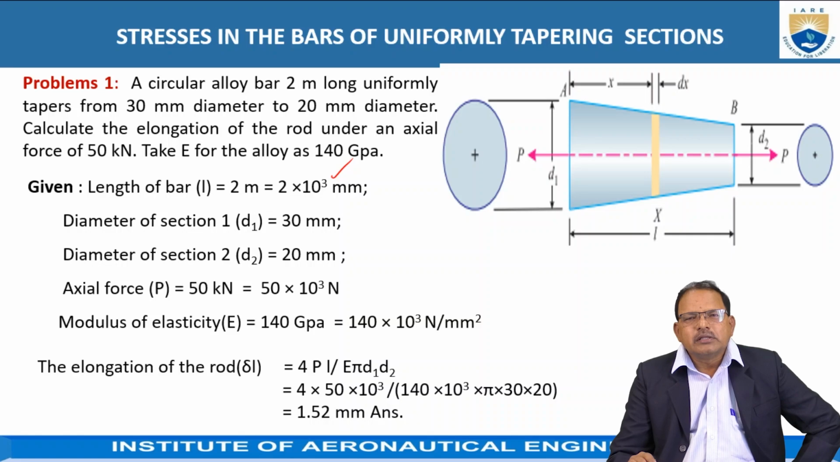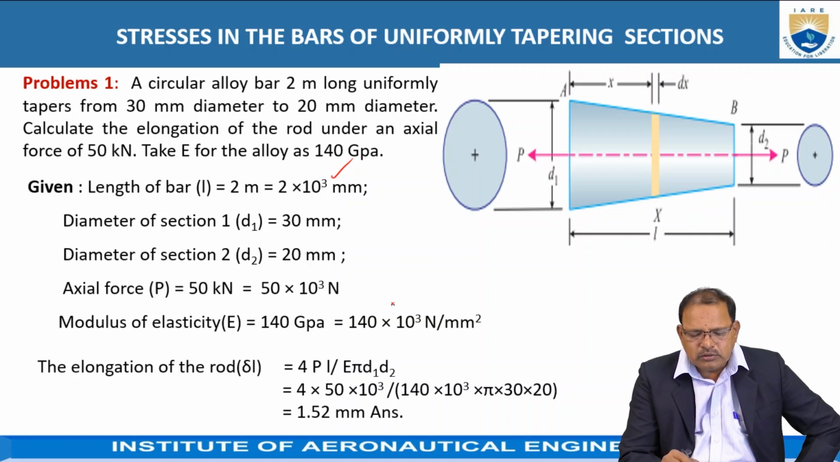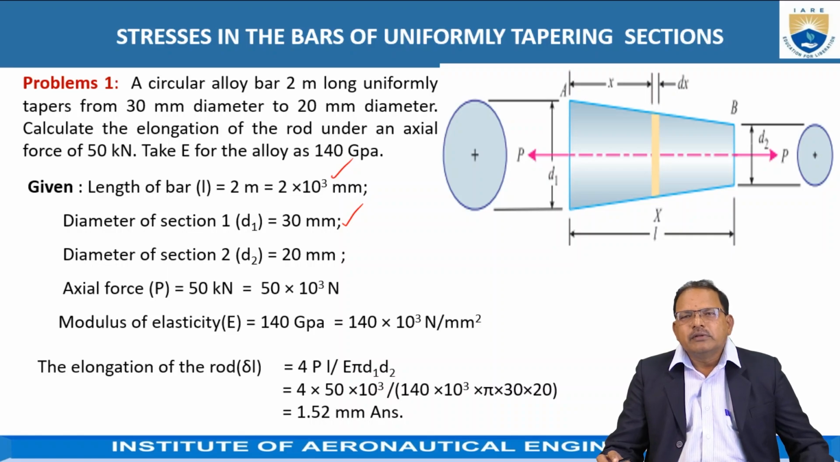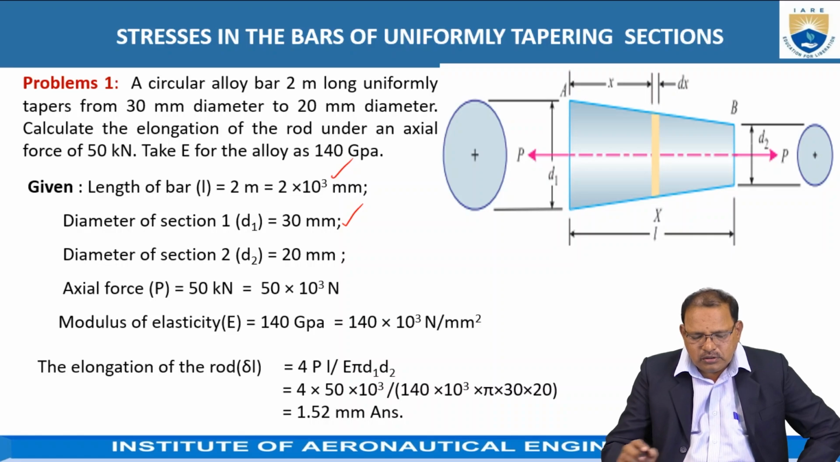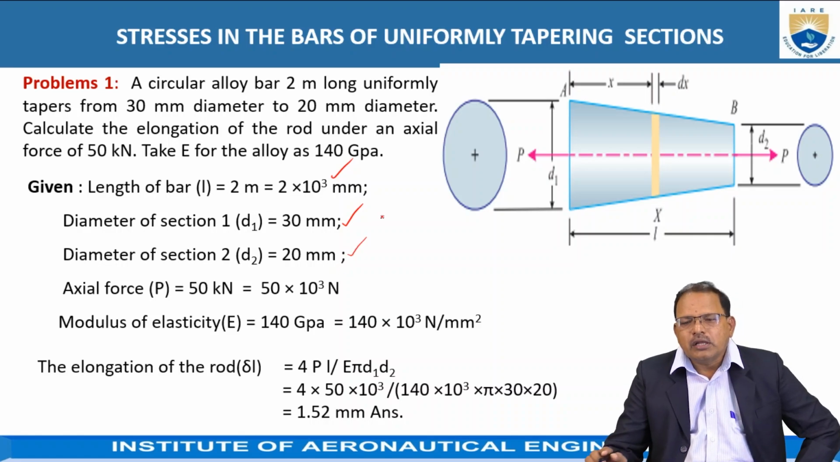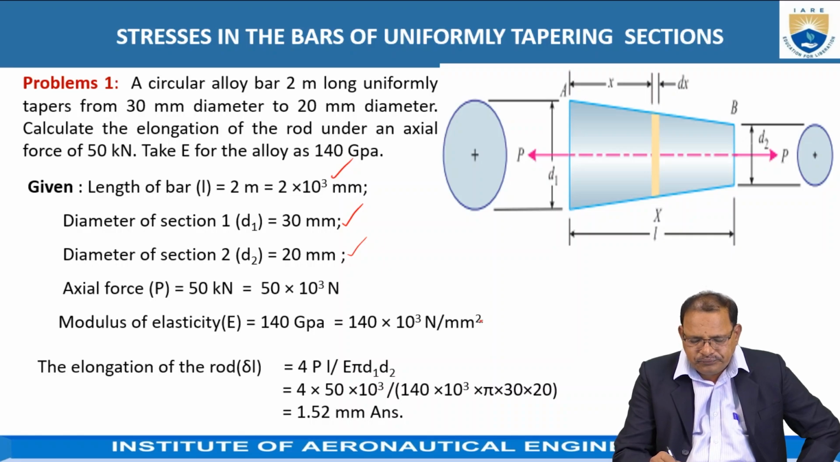The diameter of the circular cross section at the bigger end, let it be D1, is equal to 30 mm. The diameter of the circular bar at the smaller end is given by D2, which is equal to 20 mm. The modulus of elasticity is equal to 140 gigapascal, which is equal to 140 into 10 to the power of 3 newton per mm square.